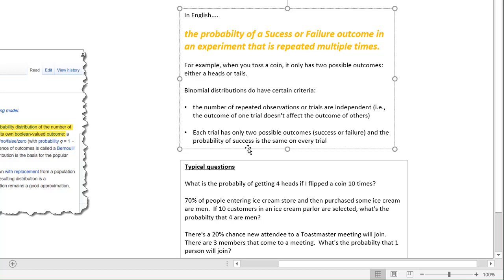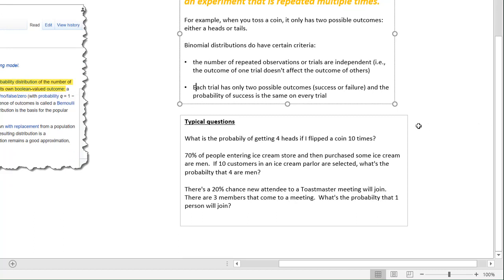Now, also, the probability of success is the same on every trial. So the probability of getting a heads on a coin toss is 50%. On any subsequent tosses, that probability of getting heads is also 50%. So that's what that means. So some of the typical questions you might answer in a binomial distribution experiment is what we have here. What is the probability of getting 4 heads if I flip the coin 10 times? You know the probability is 50%, but what is the probability of getting 4 heads if I have 10 trials, 4 successes if I have 10 trials?